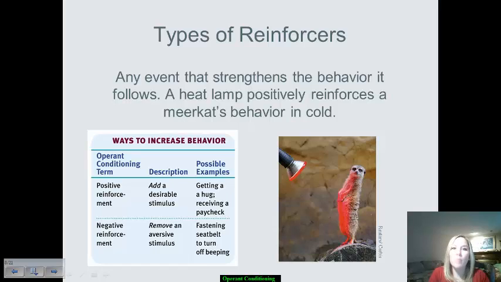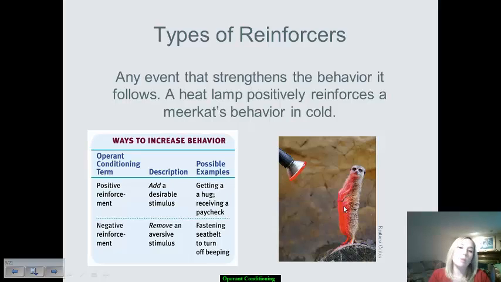Another type of reinforcer is a heat lamp. So you can see that in the case of animals, because remember, it's not just that we talk about human behavior. This is present in animal behavior as well. Okay, so heat lamps are positive reinforcers because they are stimuli that provide heat when a meerkat is cold. Okay, so when it's in the zoo, it's going to head toward the heat lamp because it positively reinforces. Okay, it gives it a desirable stimulus of being warm in the cold.